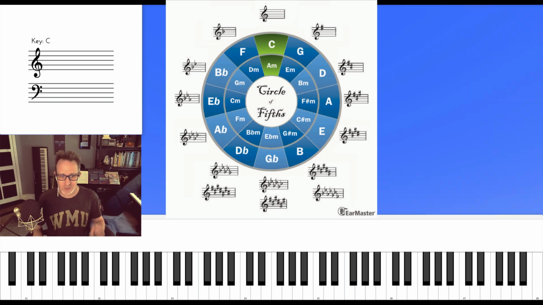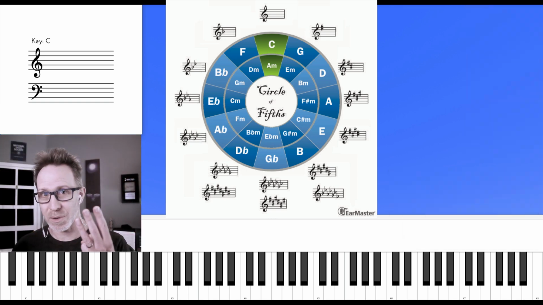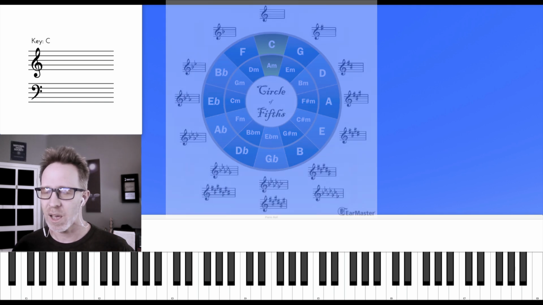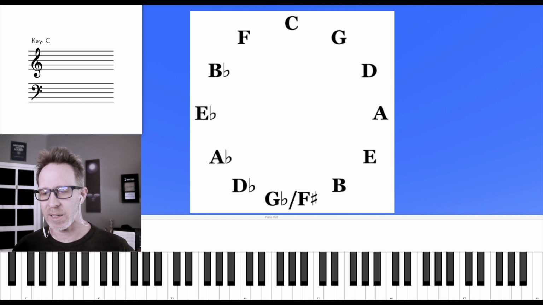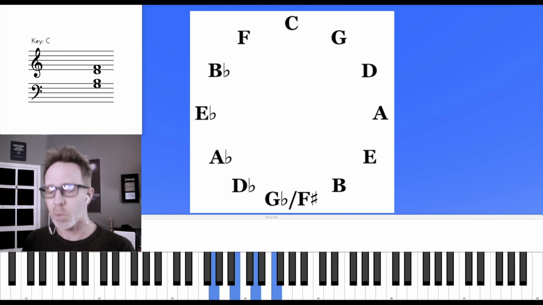But that's not all it's good for. It's also good for a third reason. It trains us in the movement of functional harmony. And when I say functional harmony, I mean harmony that is defined by a dominant to tonic relationship, or a 5 chord to a 1 chord.